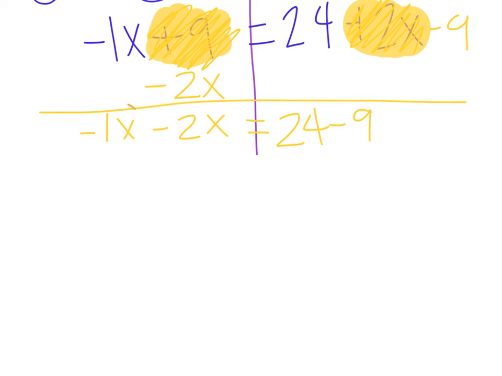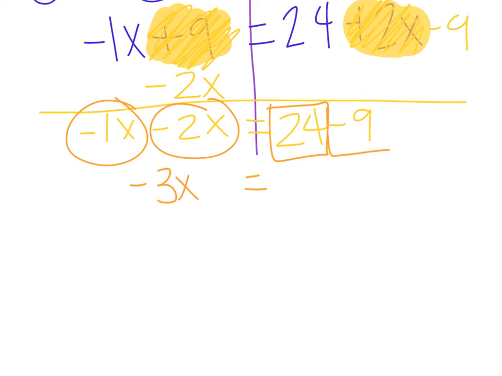So I can put those together. The negative 1x minus 2x is going to give me a negative 3x. And then I have 24 and minus 9, and that's going to be 15. So I am almost done. I need to do one more thing to get x by itself.